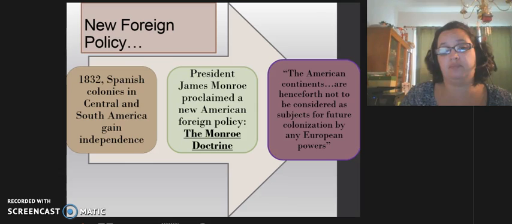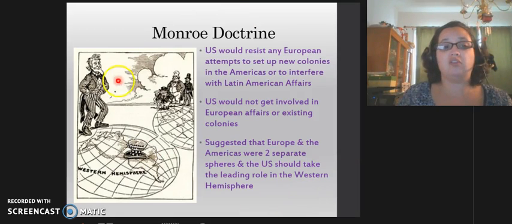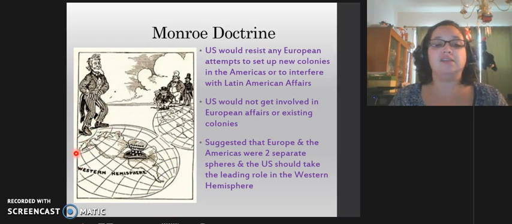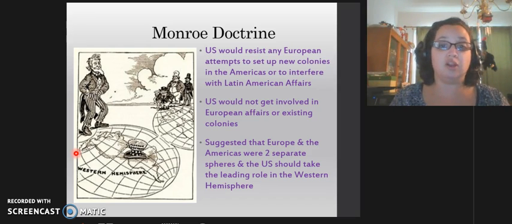So the Monroe Doctrine, and here's this wonderful political cartoon. Here's Uncle Sam, the representation of the United States. You can see he's thrown his hat into this ring, which we also know as a hemisphere. Basically, what the United States is saying is if the Europeans try to come in and set up new colonies, they're going to have to deal with us. We're going to resist that.